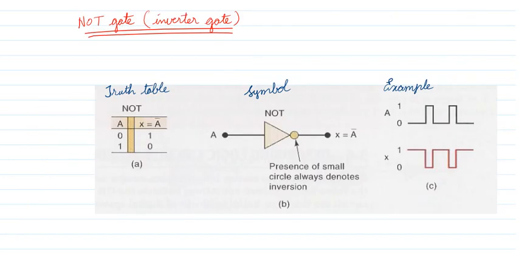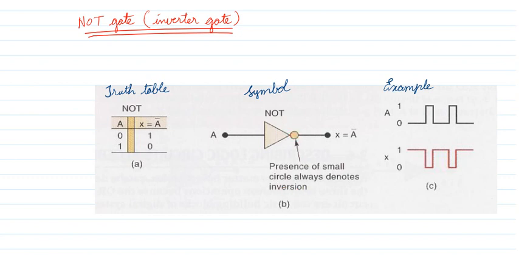Next we move into the NOT gate. NOT gate is also called an inverter gate or inverting gate. This is the truth table. What is the inversion operation? If the input is 0, output is 1. If the input is 1, output is 0. It is represented by the symbol, this triangle and this bubble. This bubble indicates the inversion operation.